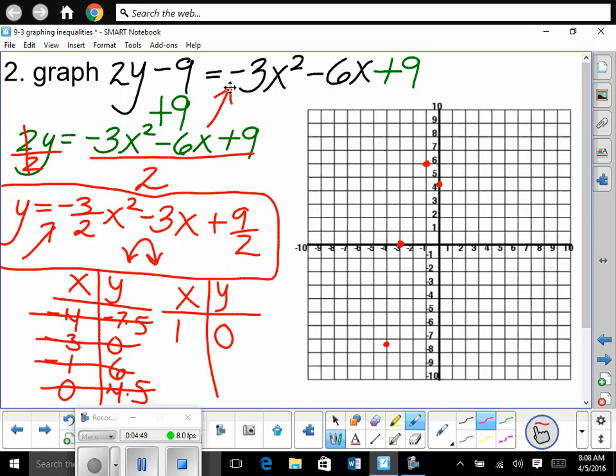Over 1, up 0. Okay, awesome. That's probably enough. Do you see how it's upside down? And then you can hit graph. So you know it looks like an upside down U. So now I'm going to go ahead and draw that in, connecting those points.